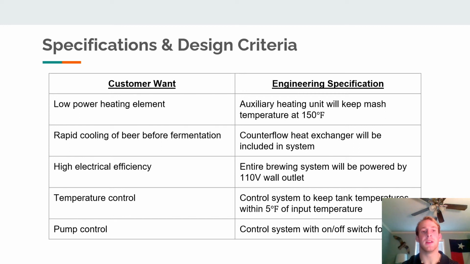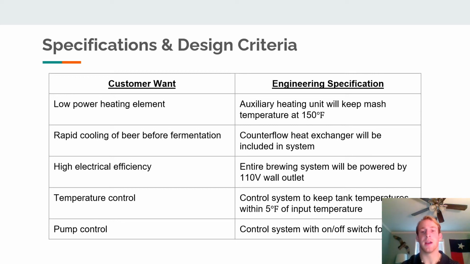Along with the high power heating element on the lower level of the system, they asked that we have a low power heating element on the upper level of the system. This auxiliary heating unit will need to be able to keep the mash temperature at 150 degrees during the entire mash process. When brewing beer, it's important to rapidly cool the beer before fermentation so as to not kill the yeast.